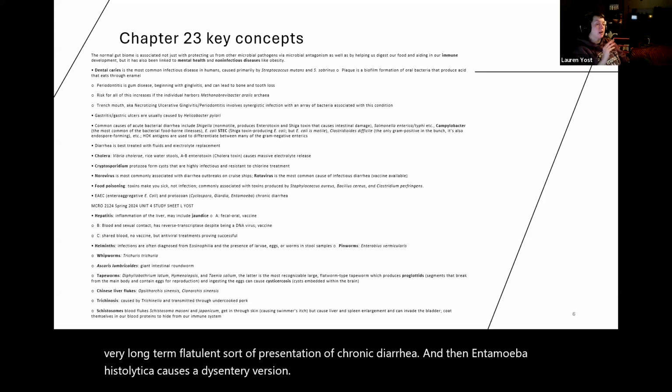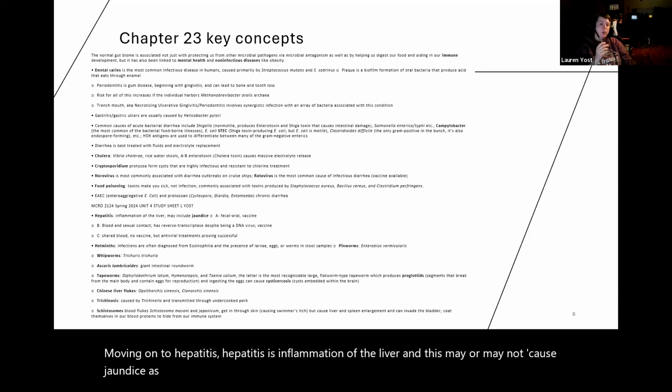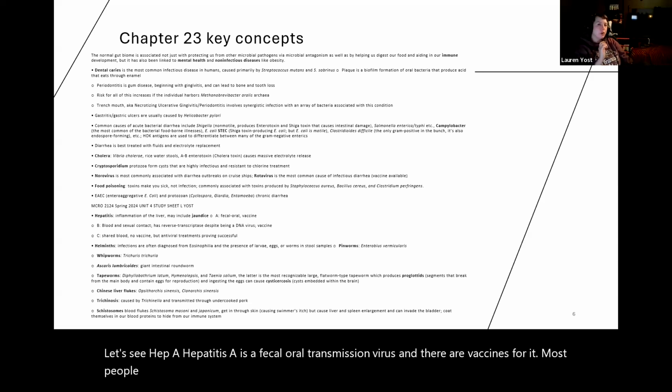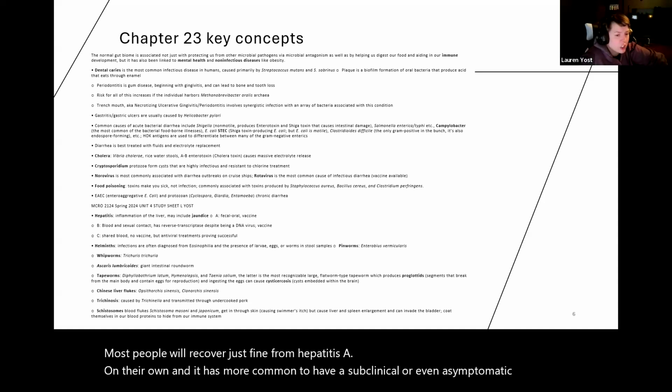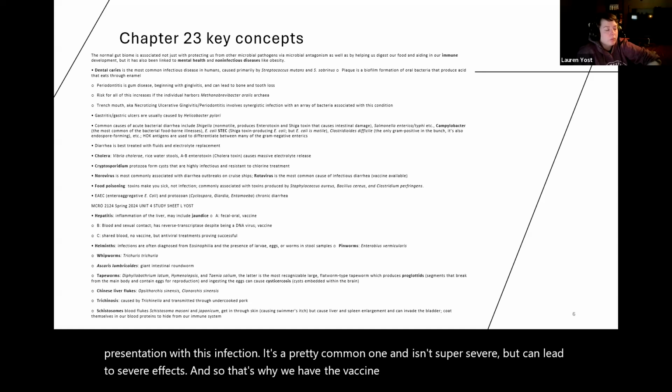Moving on to hepatitis. Hepatitis is inflammation of the liver, and this may or may not cause jaundice as a result. Hepatitis A is a fecal-oral transmission virus, and there are vaccines for it. Most people will recover just fine from hepatitis A on their own, and it's more common to have a subclinical or even asymptomatic presentation with this infection. It's a pretty common one and isn't super severe, but can lead to severe effects, and so that's why we have the vaccine for it.